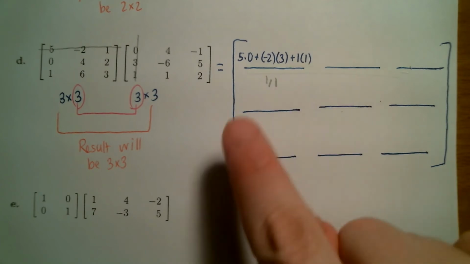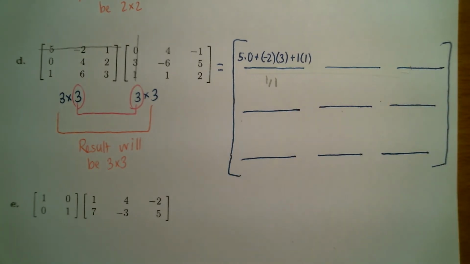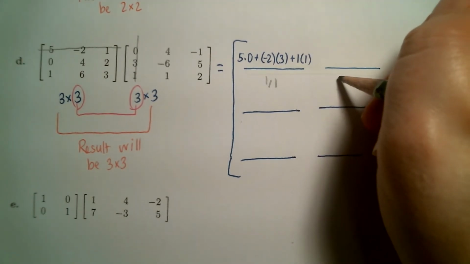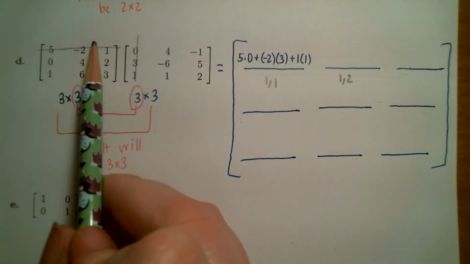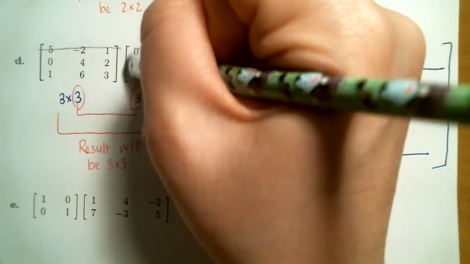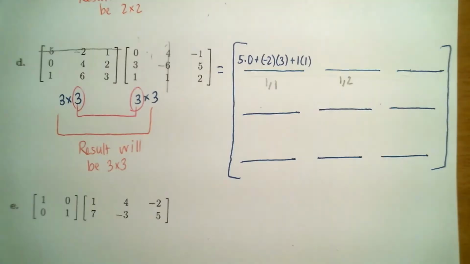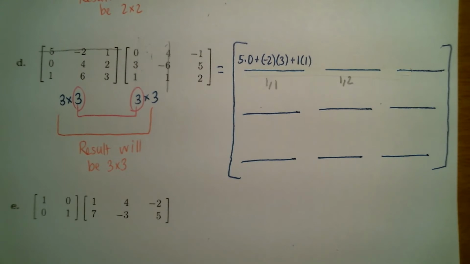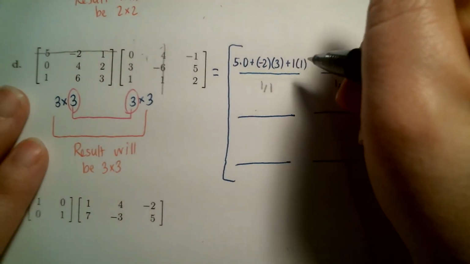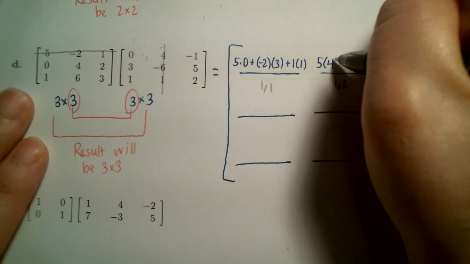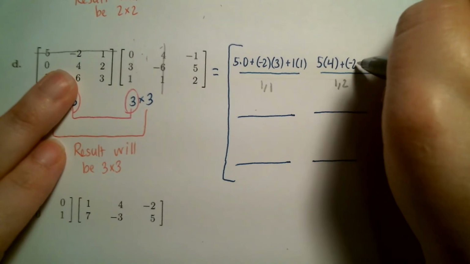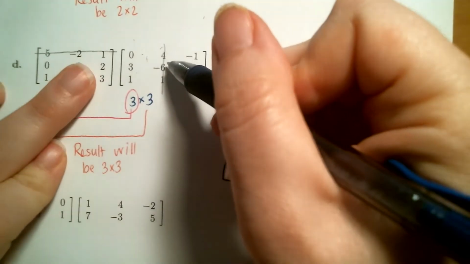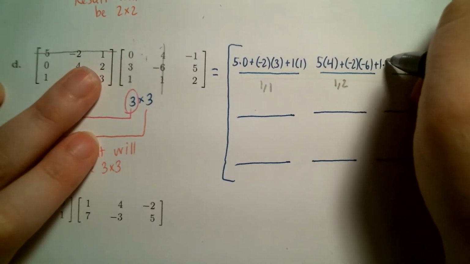All right, moving on. So I'll go this way. Like I said, you can fill in anything in any order as long as you're keeping track of what's located where. This next position is the first row, second column. So I'm going to do the dot product of the first row, but now the second column. This is going to be 5 times 4 plus negative 2 times negative 6 plus 1 times 1.